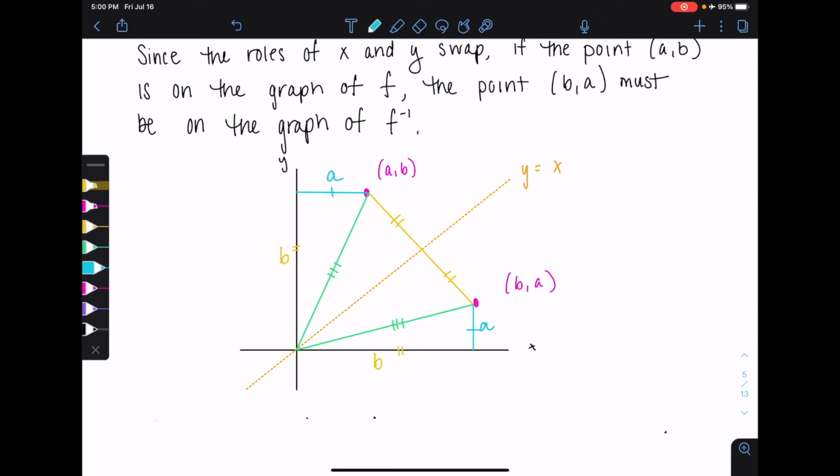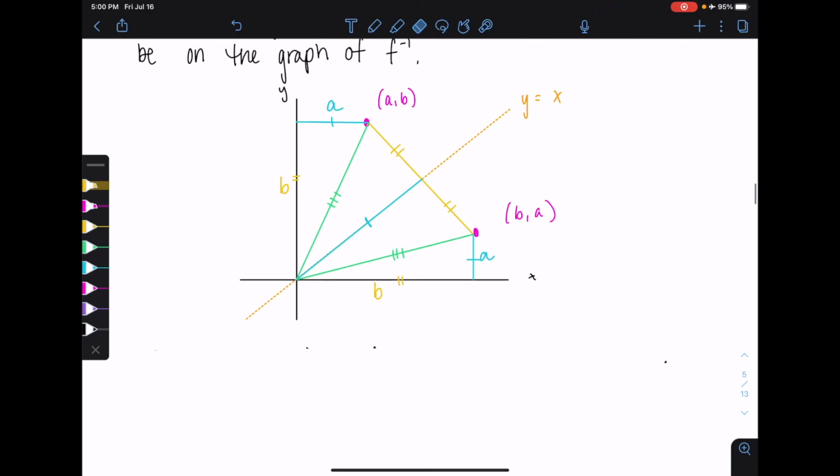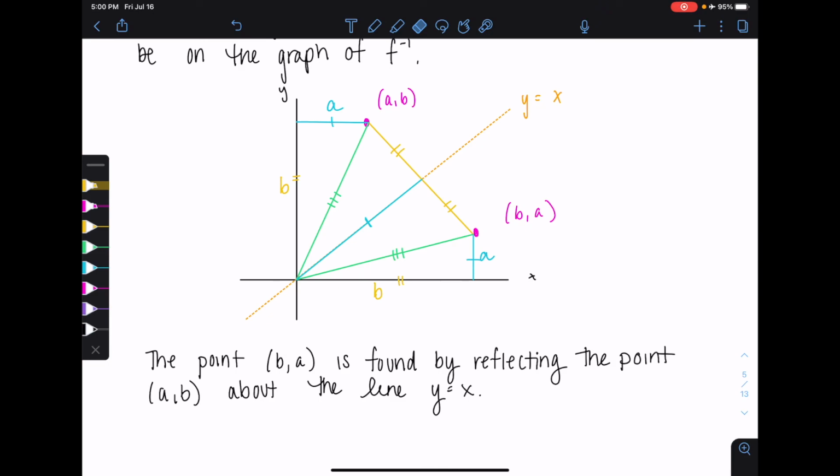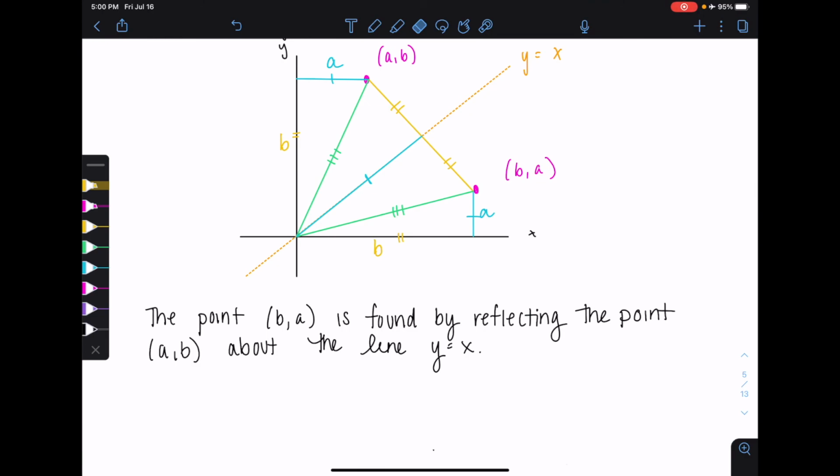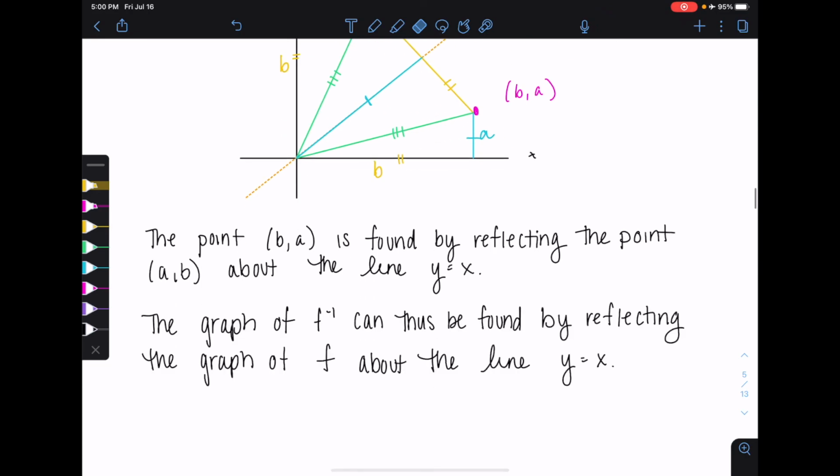And then from our middle perspective as well, if I look at this straight line, I have a ton of similar triangles going over each other. So ultimately, these are reflections about this line, y equals x. The point BA is found by taking the point AB and reflecting it across this line. Well, if you're going to do that for every single point, you're going to take the graph of the function and just reflect it across y equals x. So the graph of an inverse function can be found just by reflecting across y equals x.